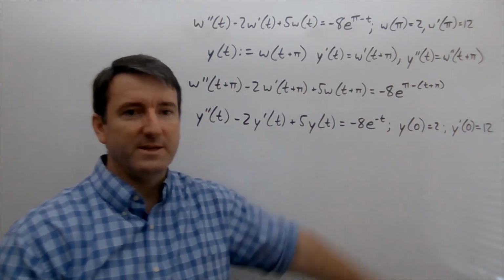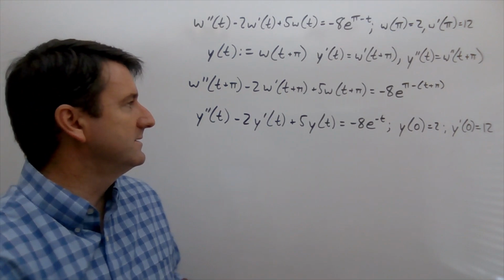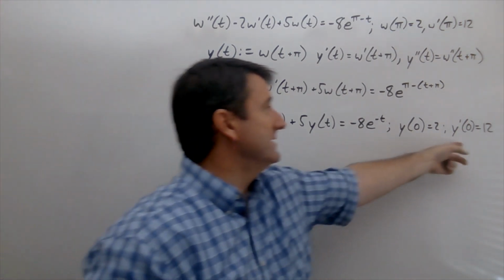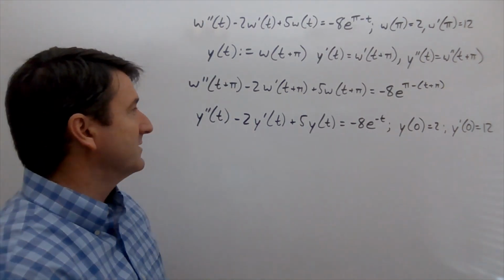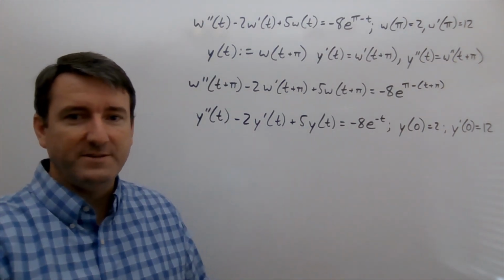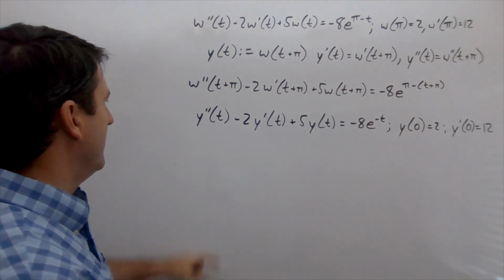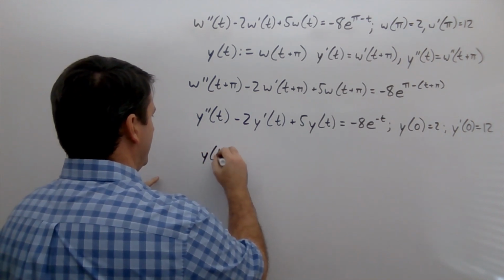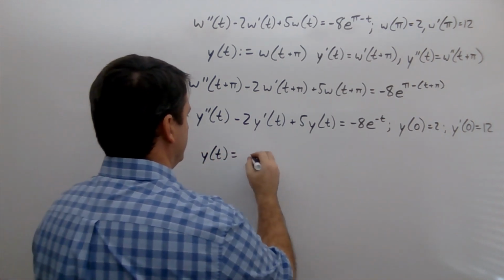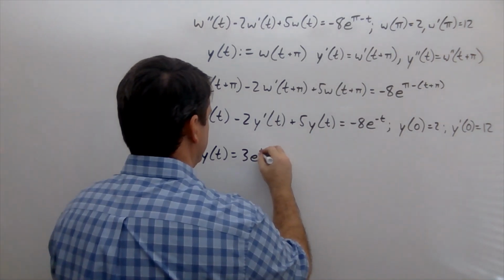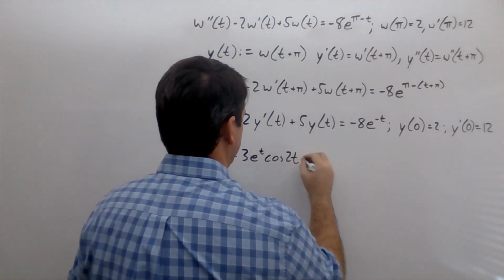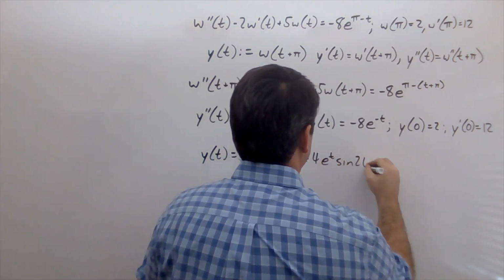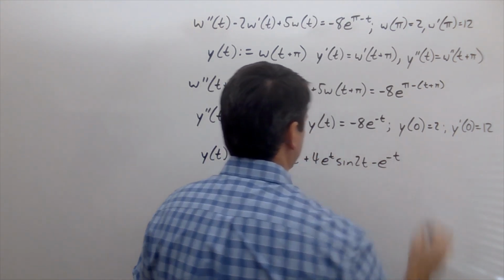And now we can solve this just like we solved our previous examples. In fact, this was our first example. So we've already done this on this video about 15 minutes ago. So I'm not going to do it again. I'm just going to tell you that the answer is that y of t is equal to 3e to the t cosine of 2t plus 4e to the t sine of 2t minus e to the negative t.